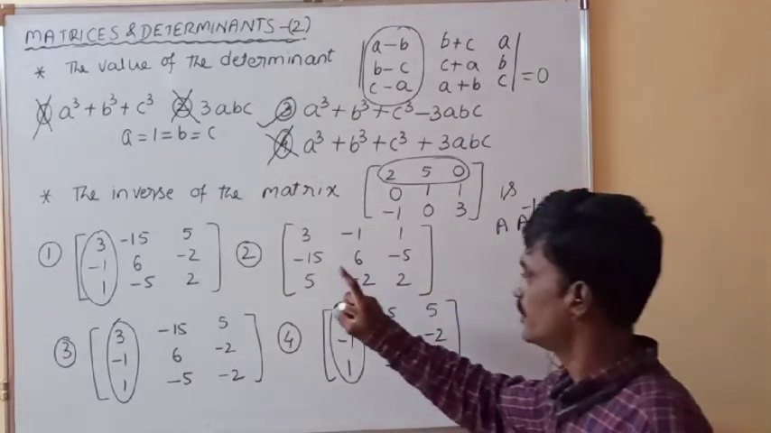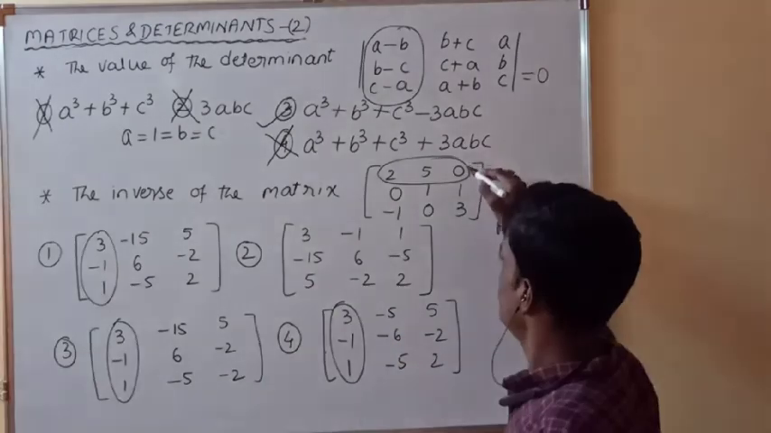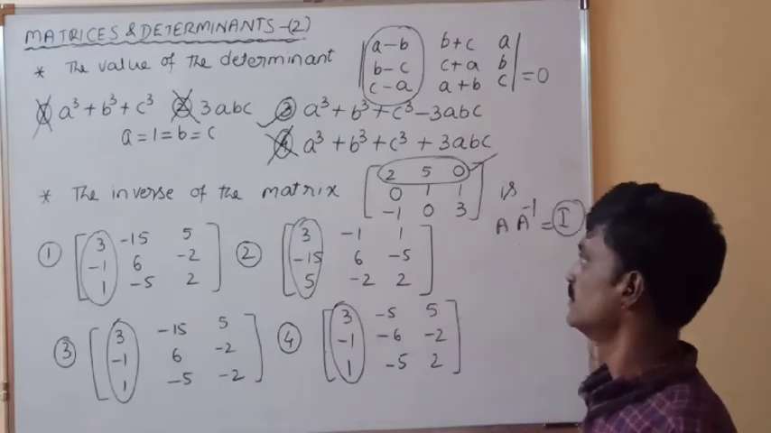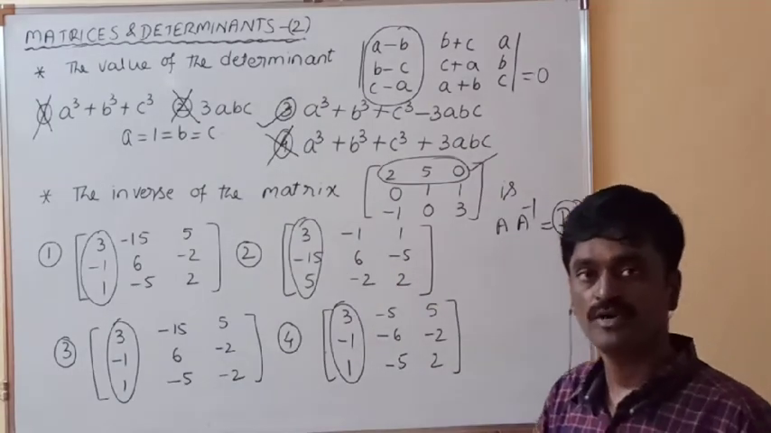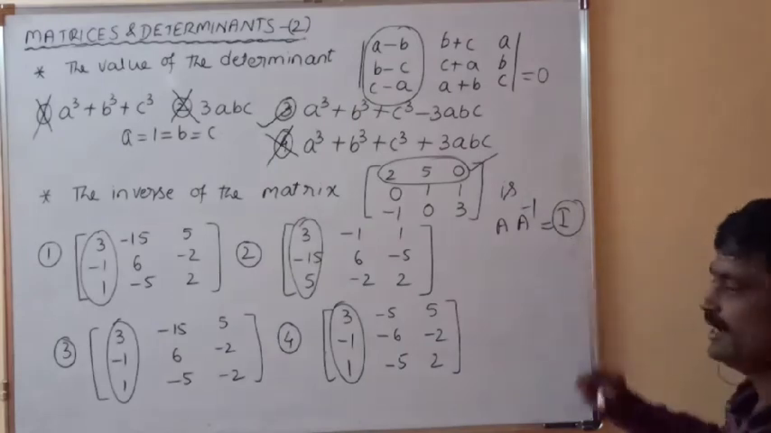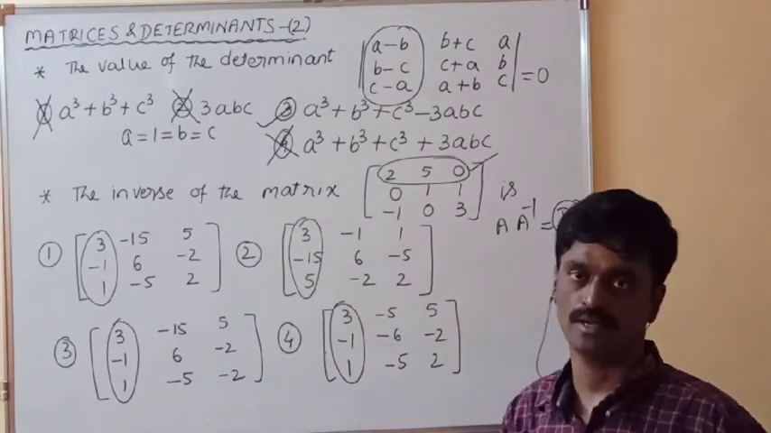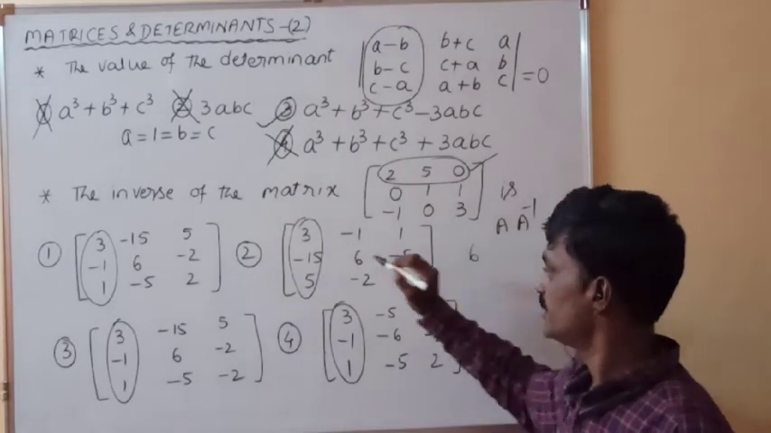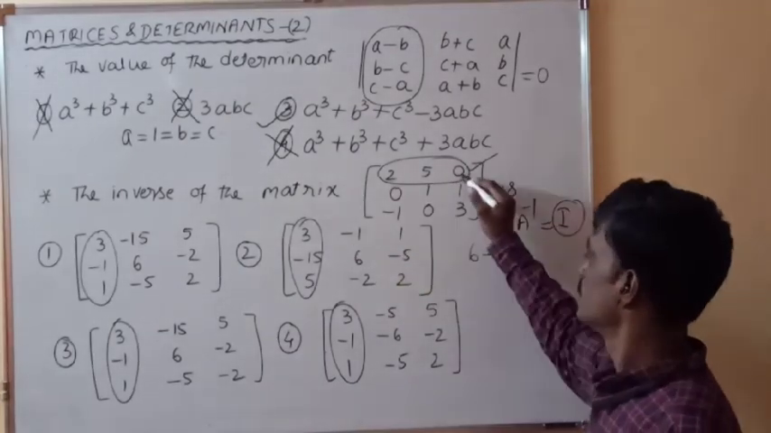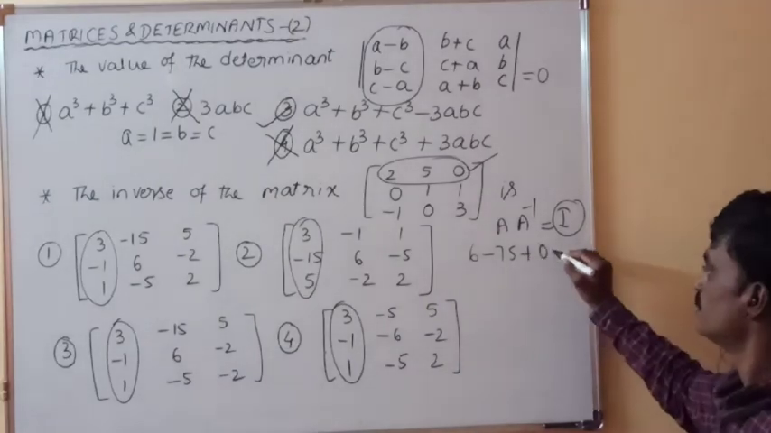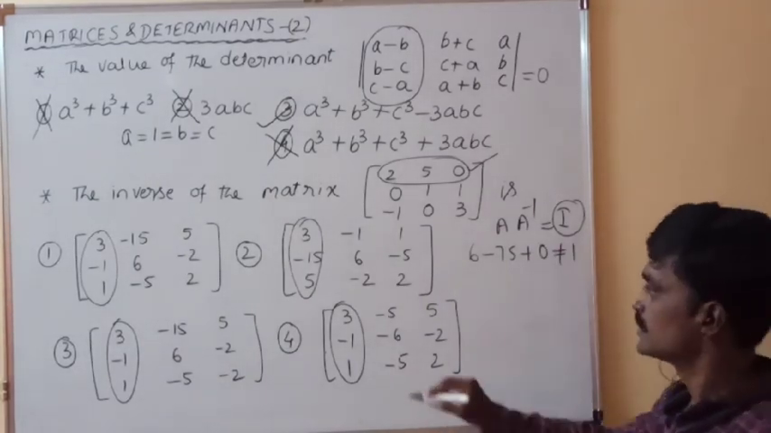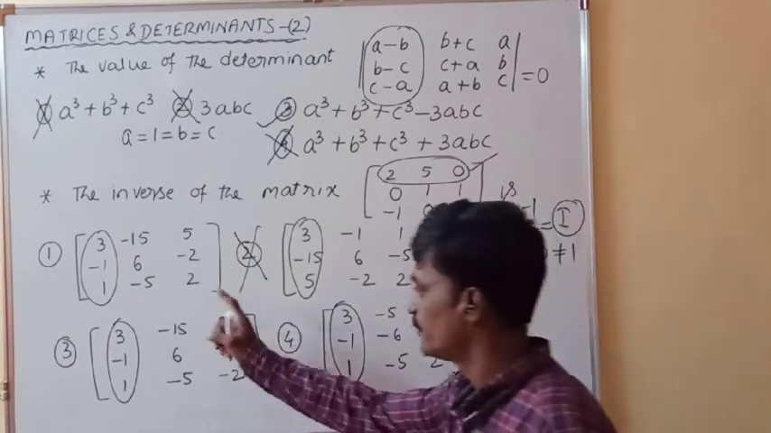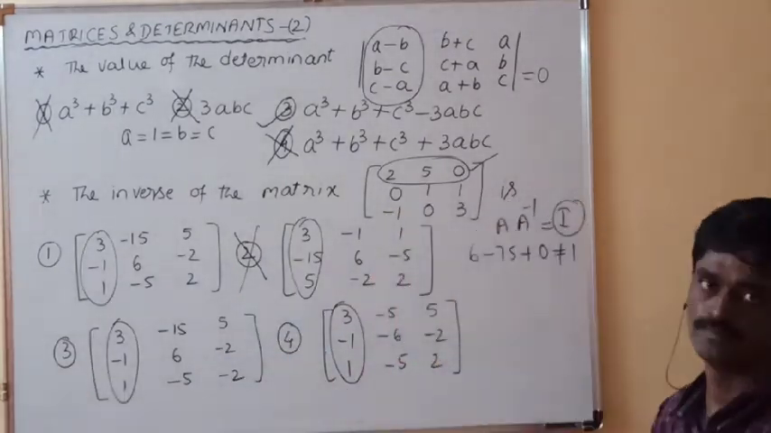So first you try for the second option. Multiply the first row of A and the first column of the second option, whether you are getting the first row, first column element of the identity matrix, which is equal to 1. Check. What are you getting? 2 3s are 6, 5 into minus 15, minus 75, 0 into 5, 0. So we are not getting 1. So the second option is clearly wrong. Either the first option or the third option or the fourth option.